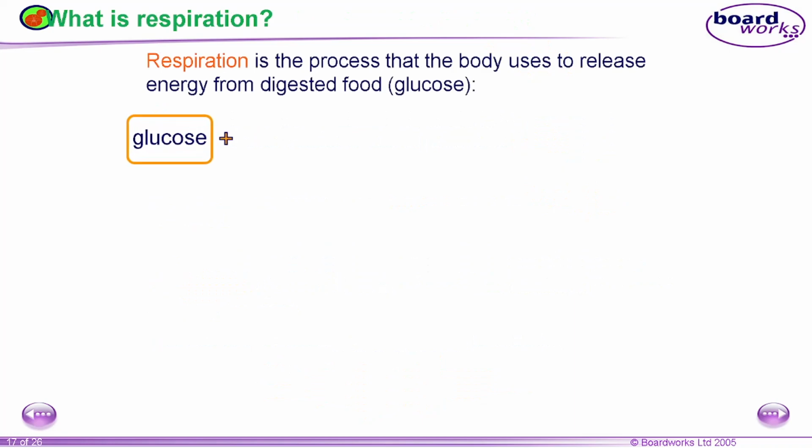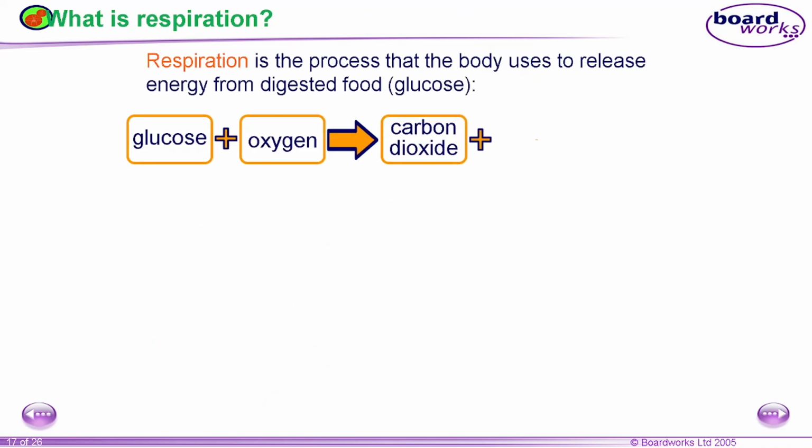So what is respiration? Respiration is the process that the body uses to release energy from digested food, glucose. So glucose plus oxygen makes carbon dioxide plus water, and the byproduct would be energy. Now this is the formula for aerobic respiration as it uses oxygen, and we'll get into detail on what oxygen and what respiration is later on.